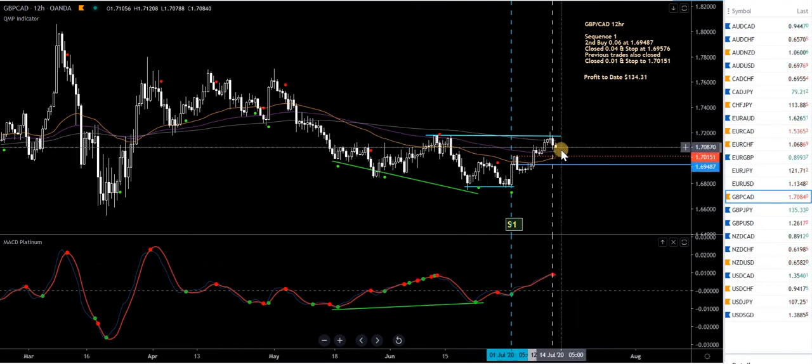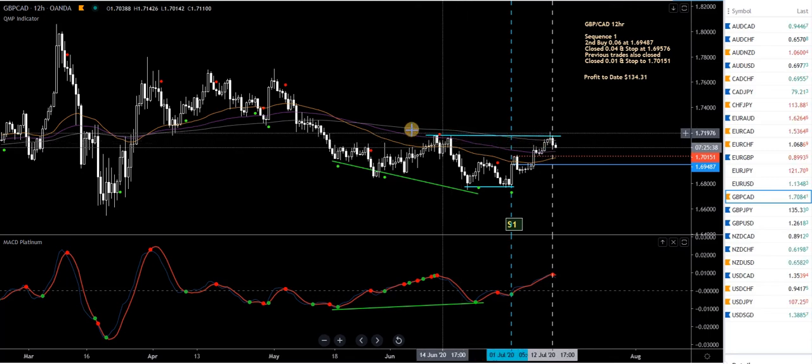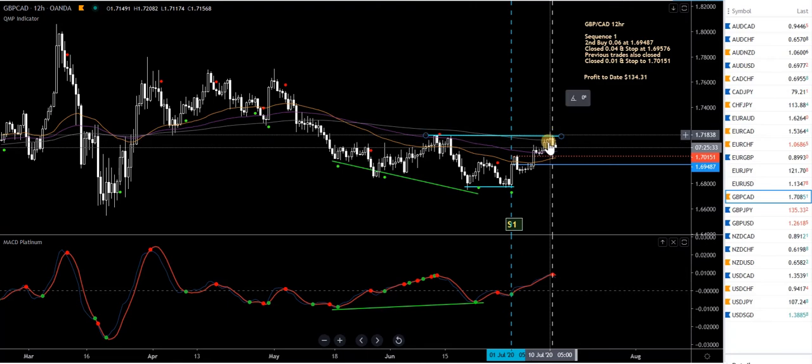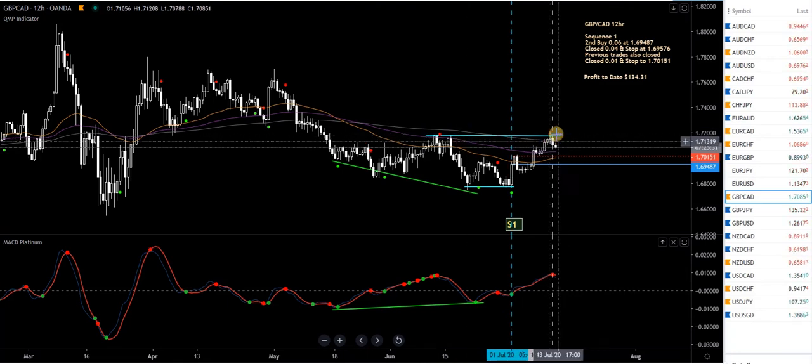We've hit this previous high. We've also hit the 240 LMA, so it's a confluence area of two things, previous high and MA. But we'll see how we go.